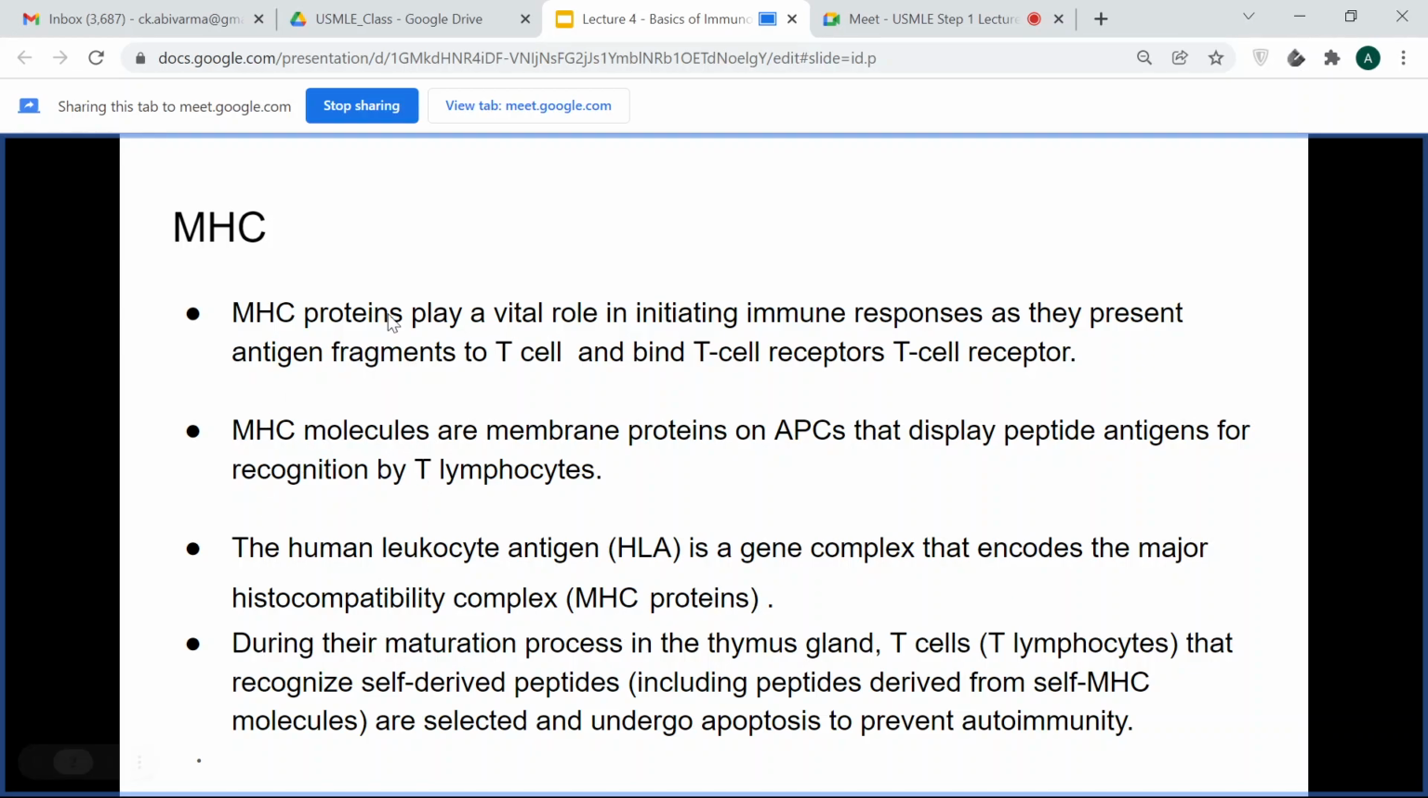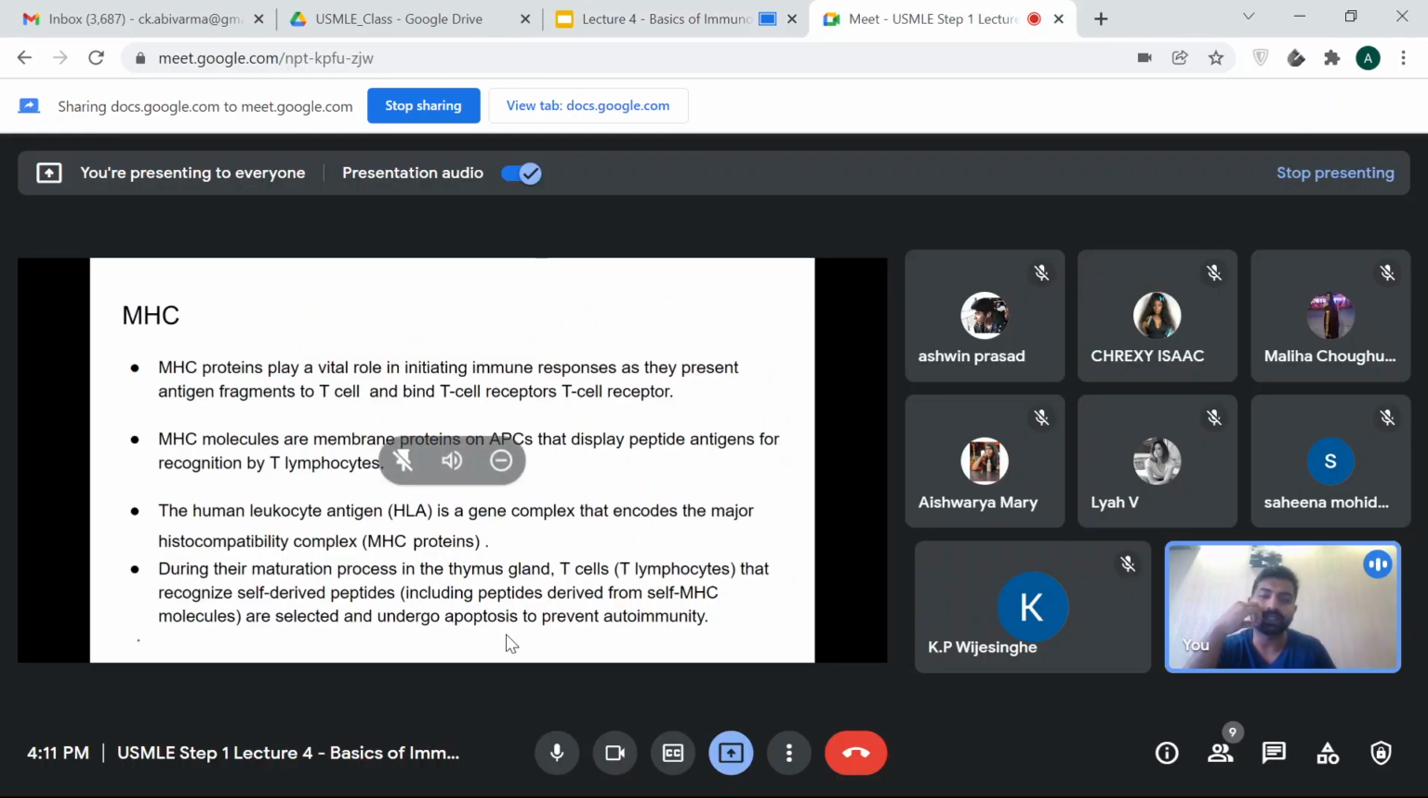So MHC molecules' main function is that they act as membrane proteins on antigen presenting cells. If you remember from last class, antigen presenting cells take up external antigens, or viral antigens from intracellular pathogens, and present them on the MHC molecules. So can any of you remind me from last class what types of APCs we know, or which cells can act as antigen presenting cells?